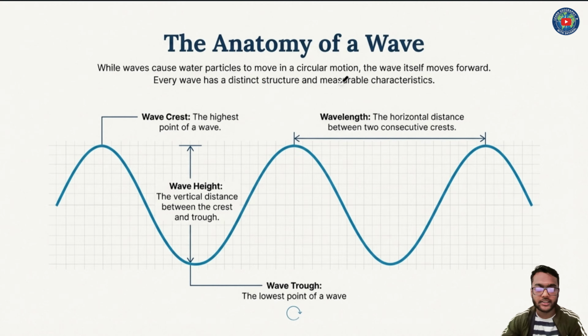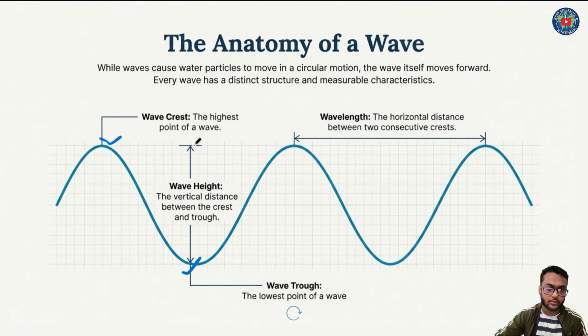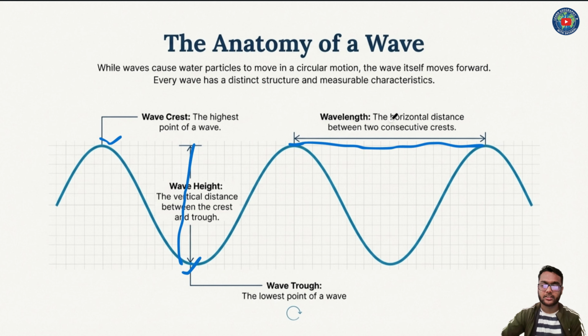Every wave has a distinct structure and measurable characteristics. This is the wave crest, the highest point of a wave. And this is the wave trough, the lowest point of a wave. This is the wave height, from this portion to this portion, this line. Wave height is the vertical distance between the crest and trough. And this is the wave length, the horizontal distance between two consecutive crests. This is the wave length.